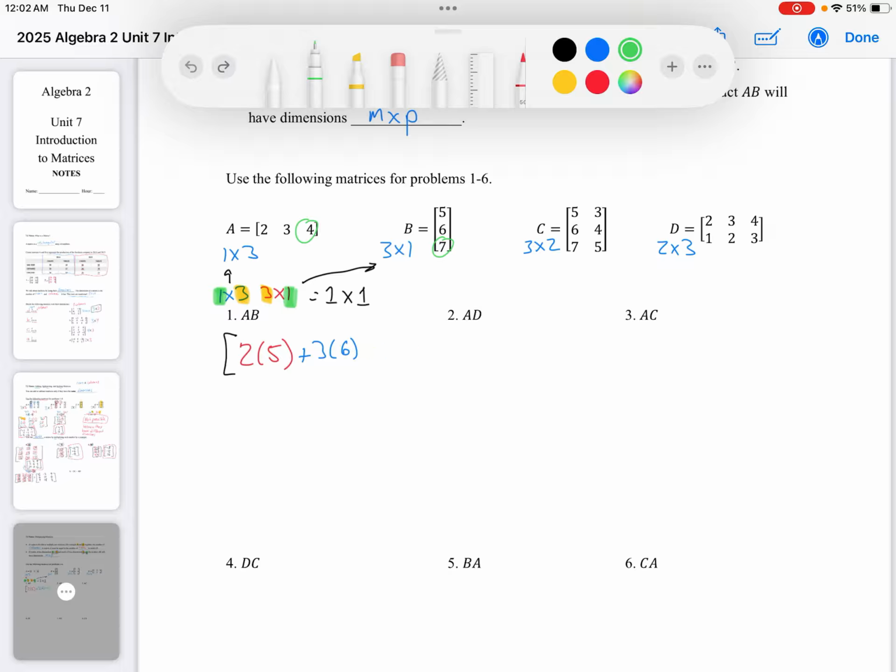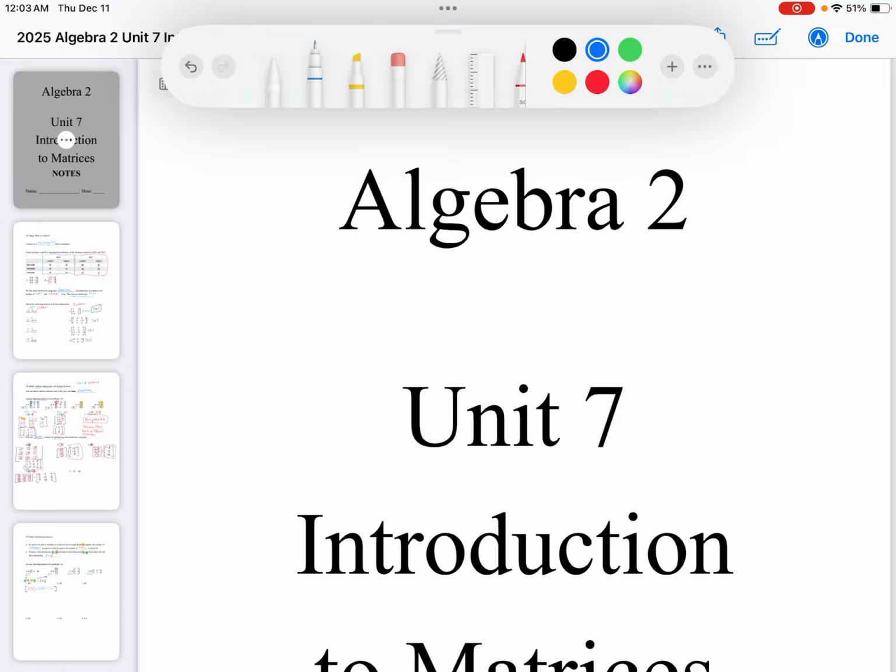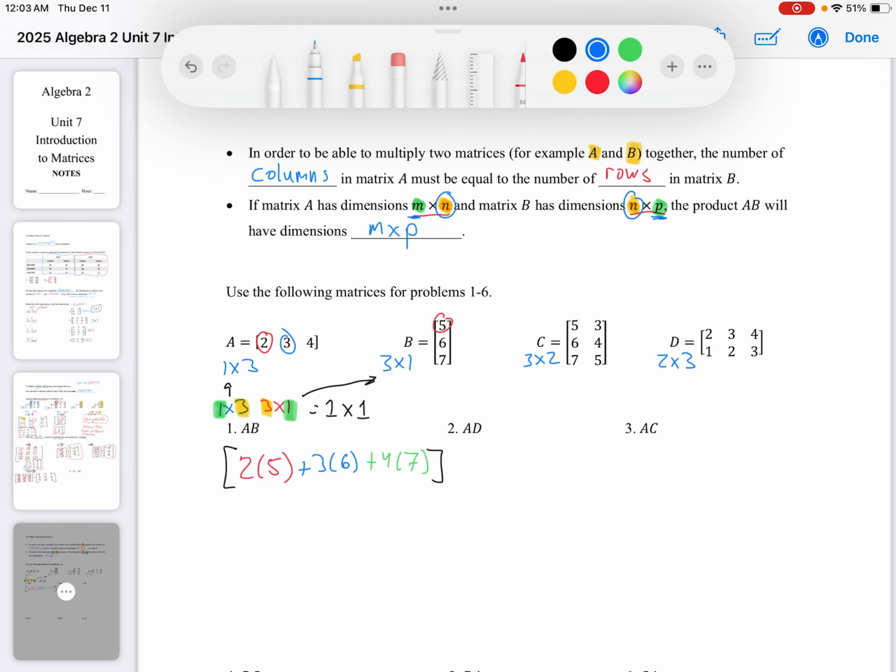So let me get rid of those circles. So we get 4 times 7. Yeah, so in a way, we're simply going down the line. We multiply the 2 by the 5, then we multiply the 3 by the 6, and then we multiply the 4 by the 7. And then the result of those all added together will give me my answer for my product.